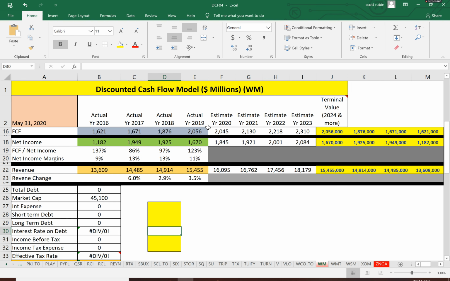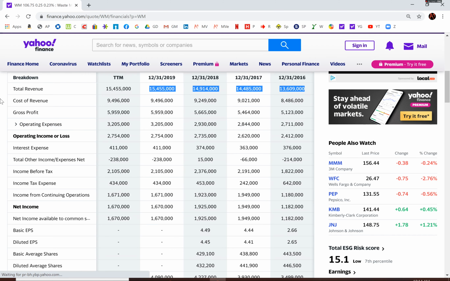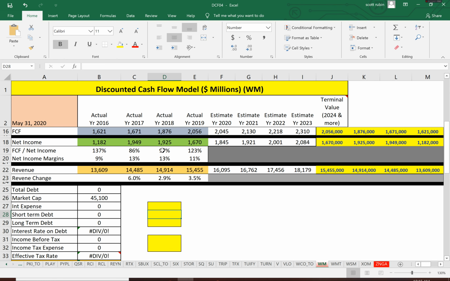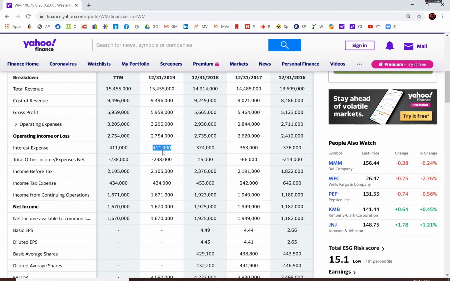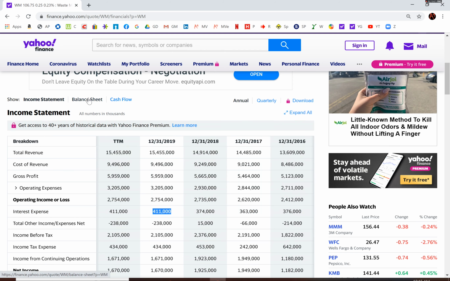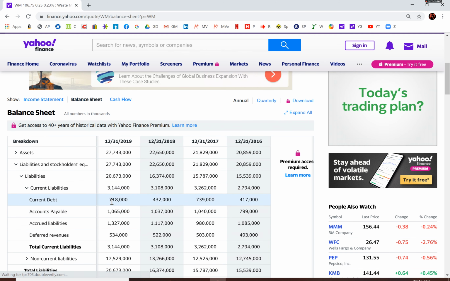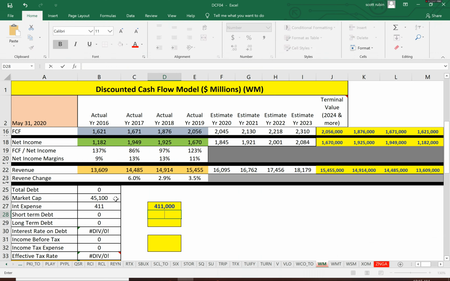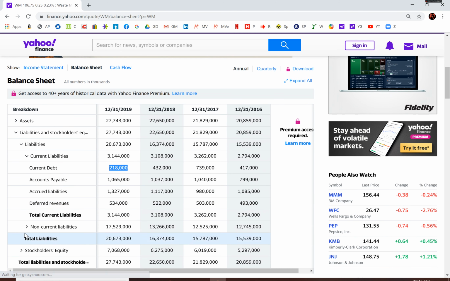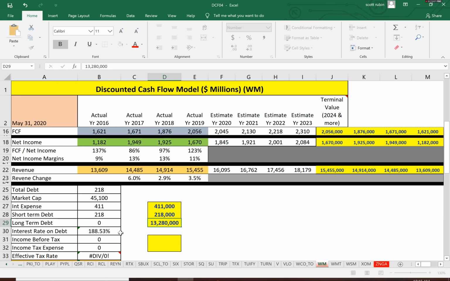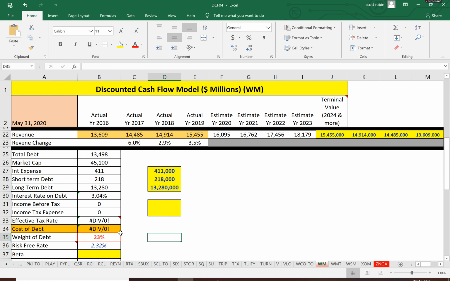Now we need to look at the capital structure of Waste Management to figure out the discount rate we need to apply to the future cash flows. The interest expense on the income statement is 411 million. For the short-term debt, we go to the balance sheet, the liability section. The current debt is 218 million. And then the non-current debt, the long-term debt, is 13 billion. That's debt due beyond 1 year. So it's a really good interest rate, 3%.